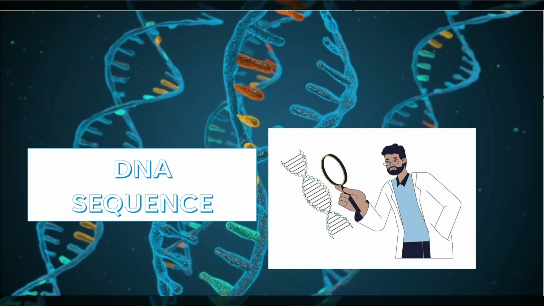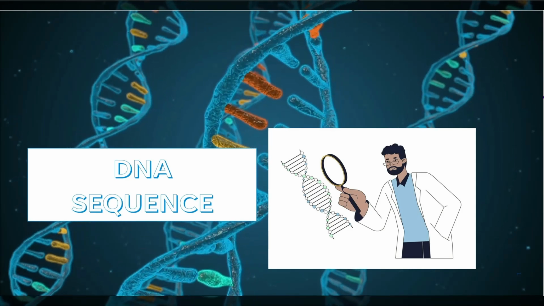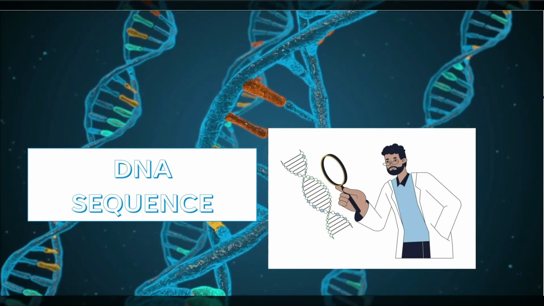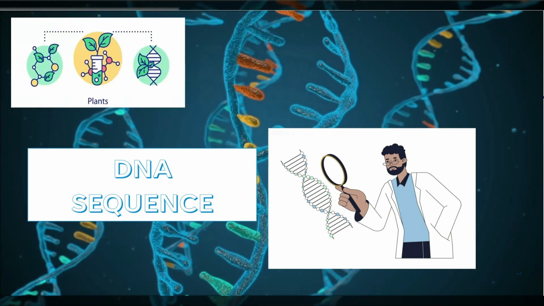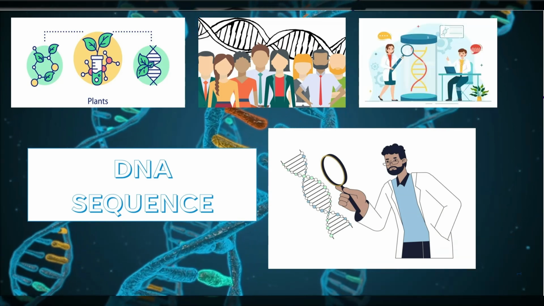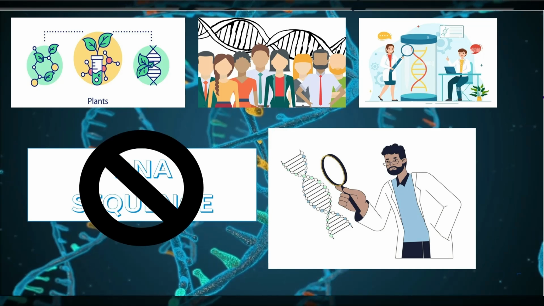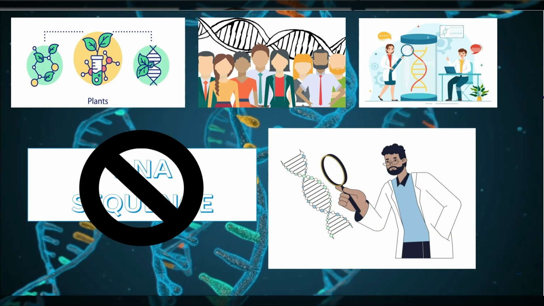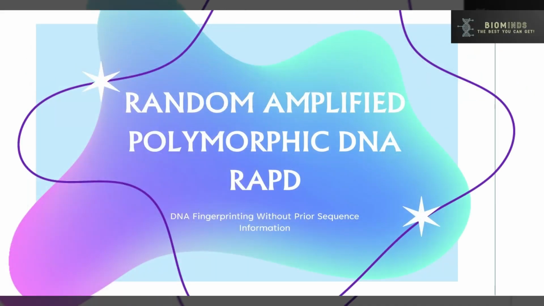Have you ever wondered how scientists can tell the difference between two organisms using just a tiny piece of DNA? Imagine identifying different plant varieties, tracking genetic diversity, or even solving biological mysteries, all without knowing the complete DNA sequence. That's exactly where RAPD, or random amplified polymorphic DNA, comes into the picture.